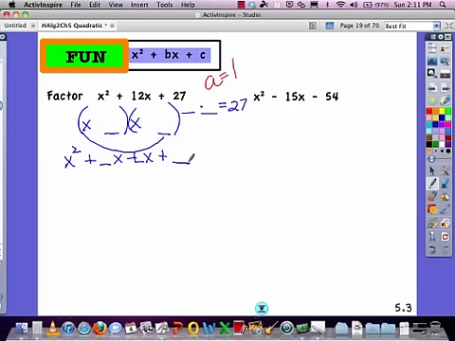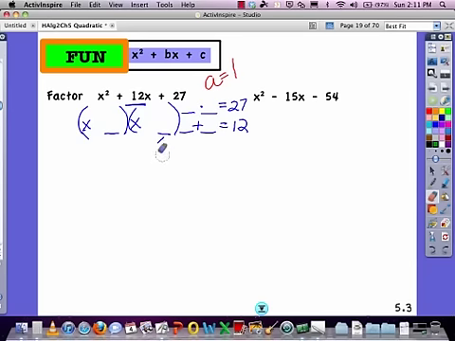The next piece is that these two things here in the middle get added up because they're like terms. They're both x's. So the rule goes, what multiplies to give me the last term, which in this case is the 27, has to also add to give me that middle term. And our middle term here is a positive 12x. So if we follow that procedure now when we do our math, we will be able to come up with numbers that work.